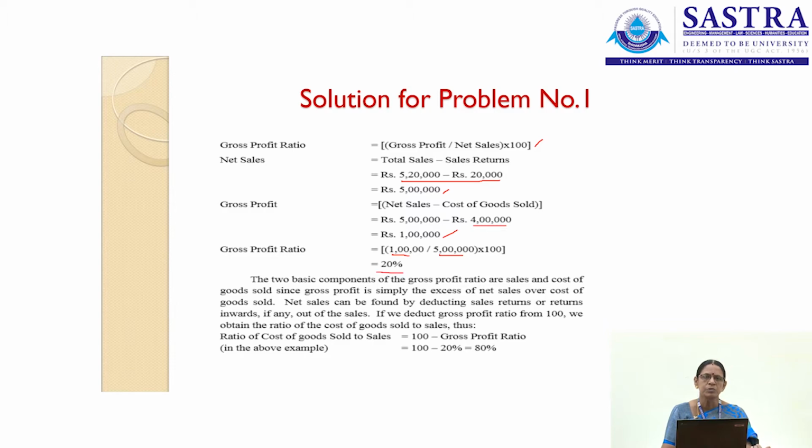What is the significance of this ratio now? Whenever GP ratio is calculated, we are going to find out the profit that is calculated on the exchange of goods and services alone. That is your purchases and sales alone. The basic components of your GP ratio are sales and your cost of goods sold. Gross profit is simply the excess of your net sales over the cost of goods sold.